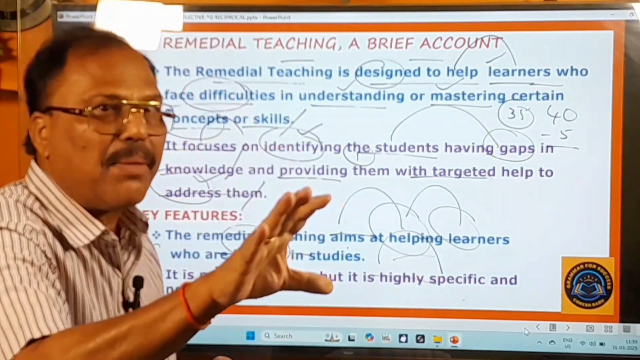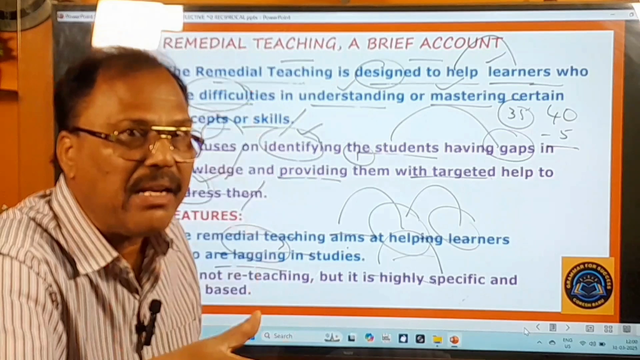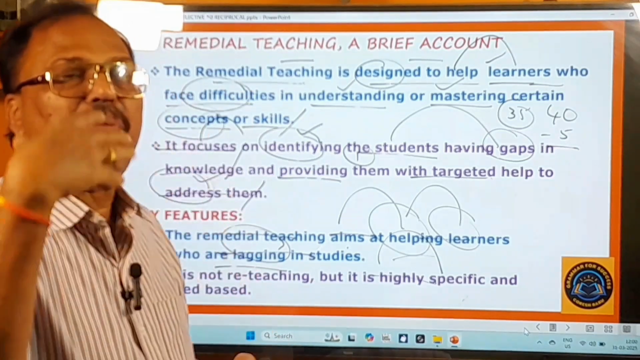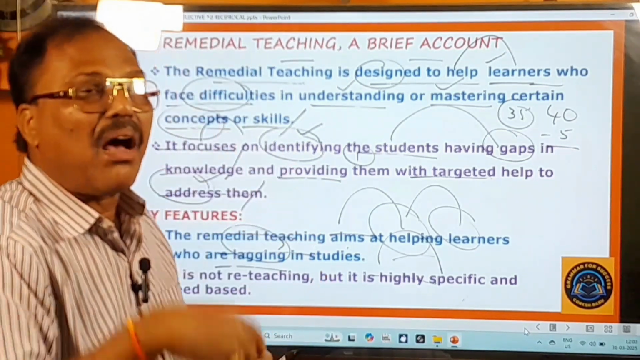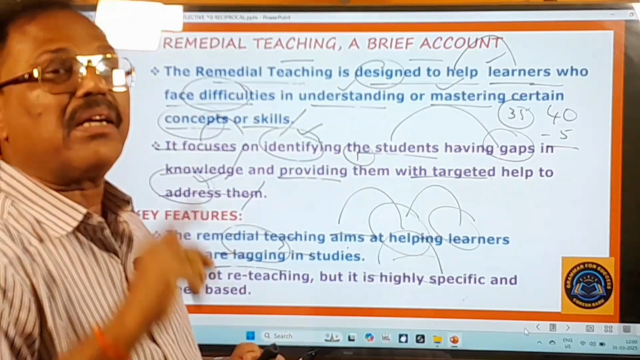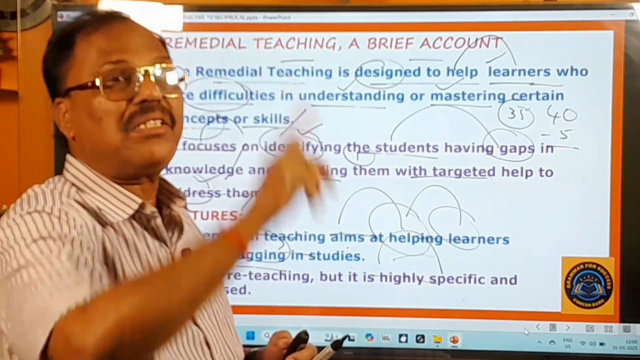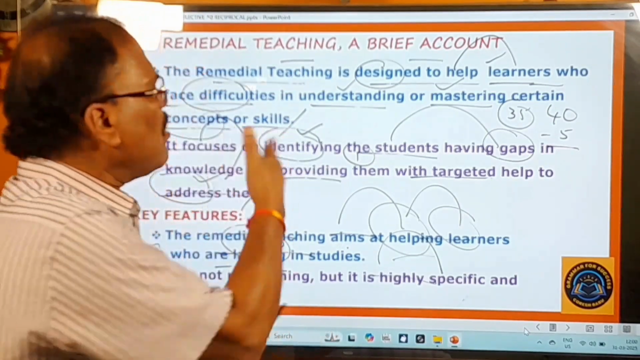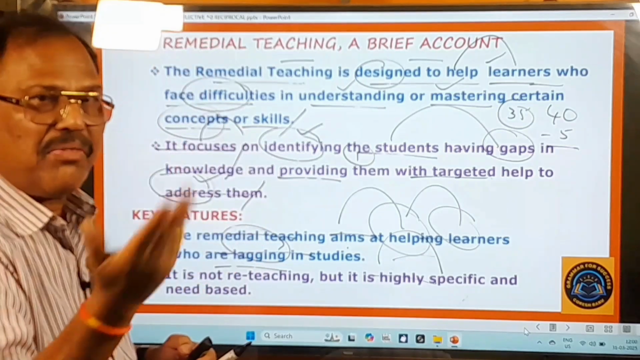The teacher will take up only the future tense, and that future tense is taught to those backward students. So that is called the remedial teaching, the corrective teaching, the educative teaching, the helpful teaching. So it has got so many names. You can call it by any one of these three names.